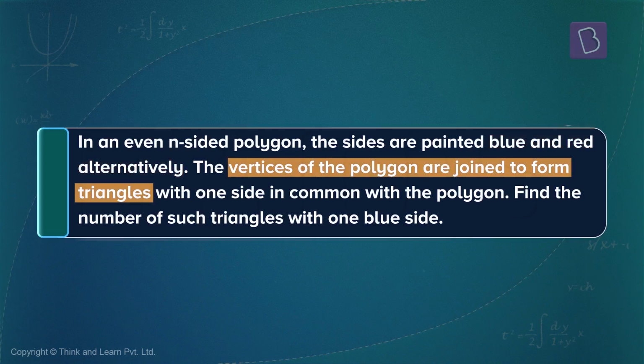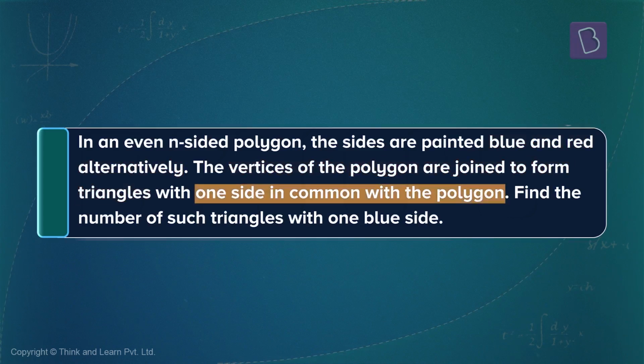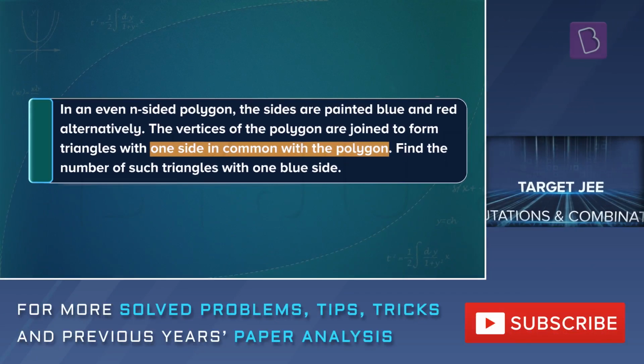Then we join the vertices of this polygon to form triangles. But what sort of triangles are formed? Such triangles are formed which have only one common side with the polygon, right? So we join the vertices, we form triangles such that the triangle and the polygon have just one side in common. That's a crucial bit of information that is important to solve this question.